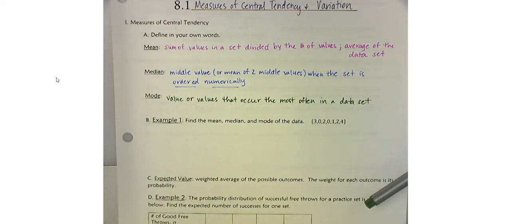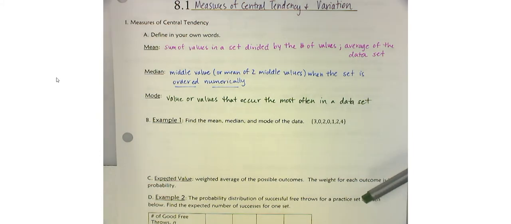So today we're talking about measures of central tendency and variation. Okay, so the mean is probably what you're most familiar with, which is the average of the data set. So officially it's the sum of your values divided by the number of values that are in that set.